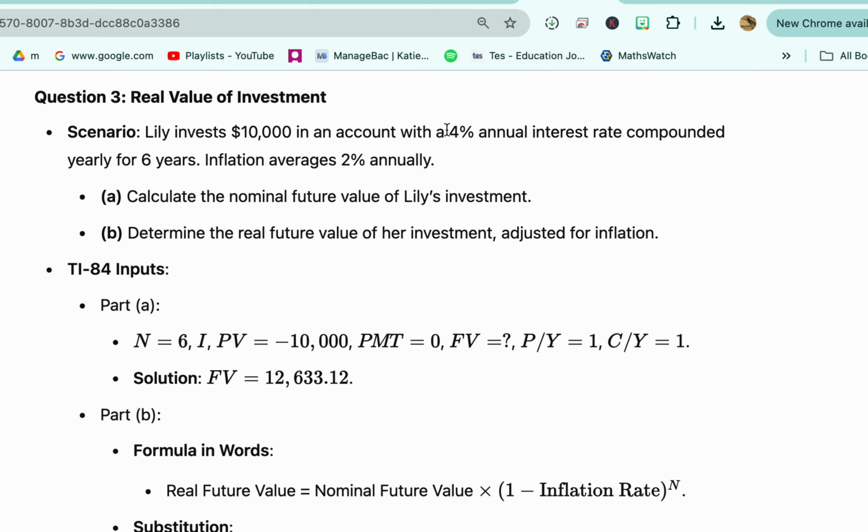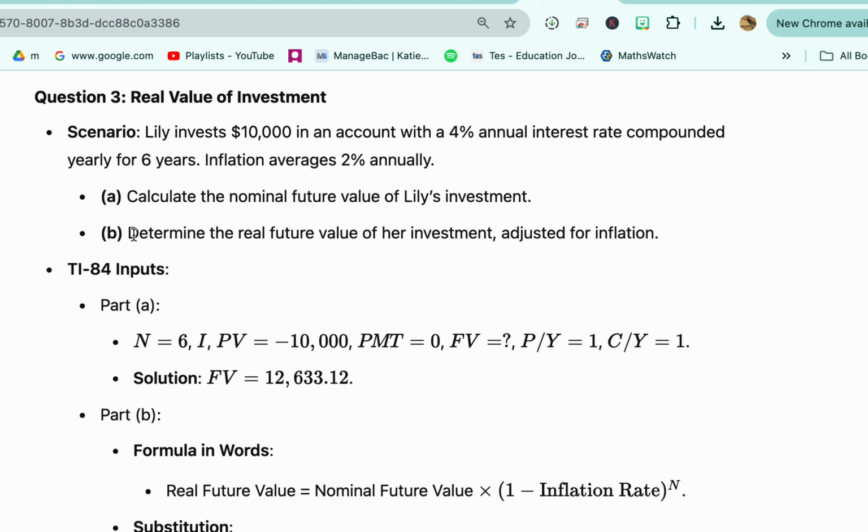Now we are going to pick the 4% because this is to do with the investment of 10,000. The 2% will be thought of later. So this should be 4% or 4, and the rest of it should make sense. Alpha solve on the FV. Obviously it's going to be positive.